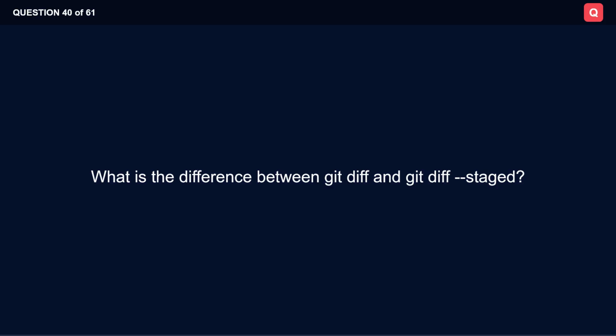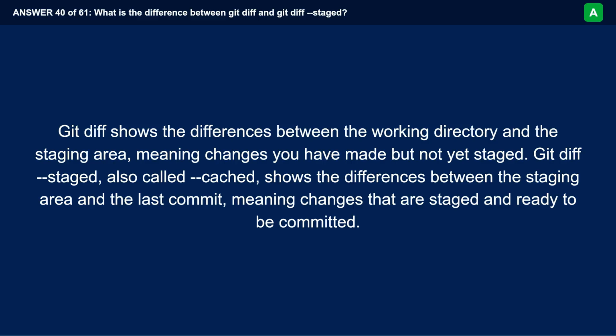What is the difference between git diff and git diff --staged? Git diff shows the differences between the working directory and the staging area, meaning changes you have made but not yet staged. Git diff --staged, also called --cached, shows the differences between the staging area and the last commit, meaning changes that are staged and ready to be committed.